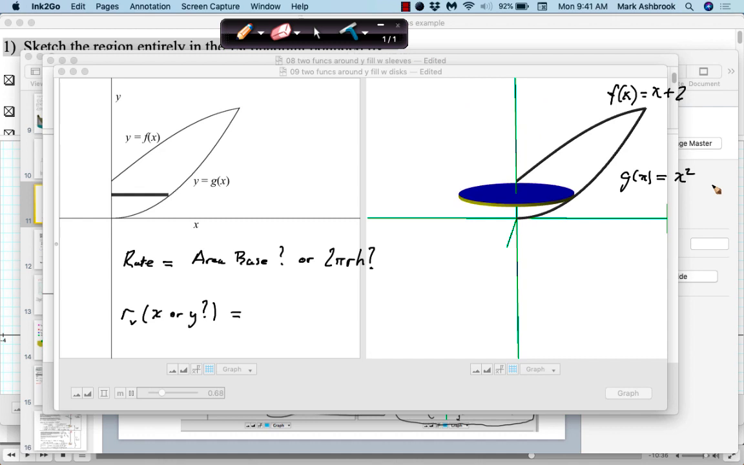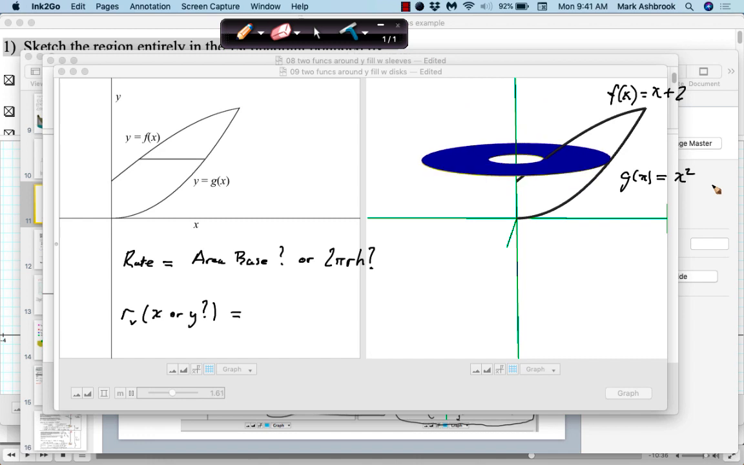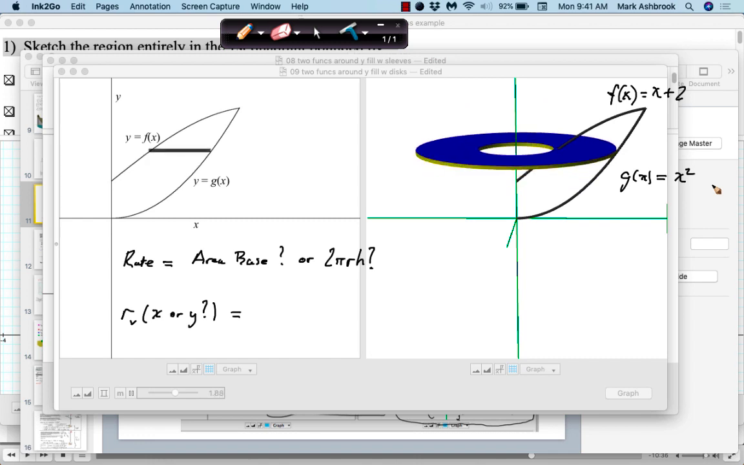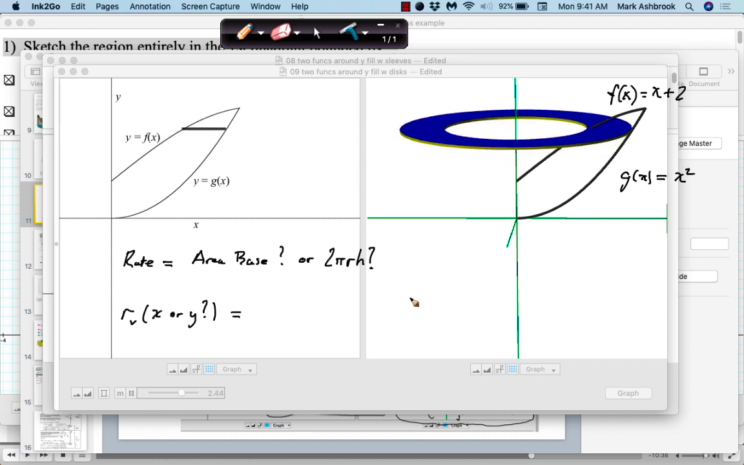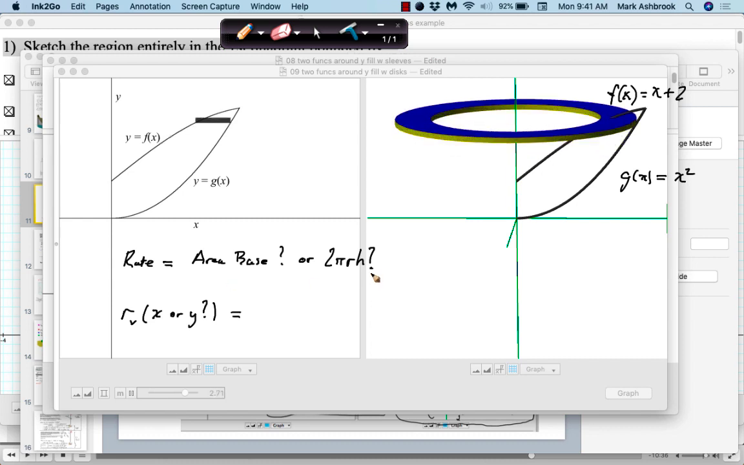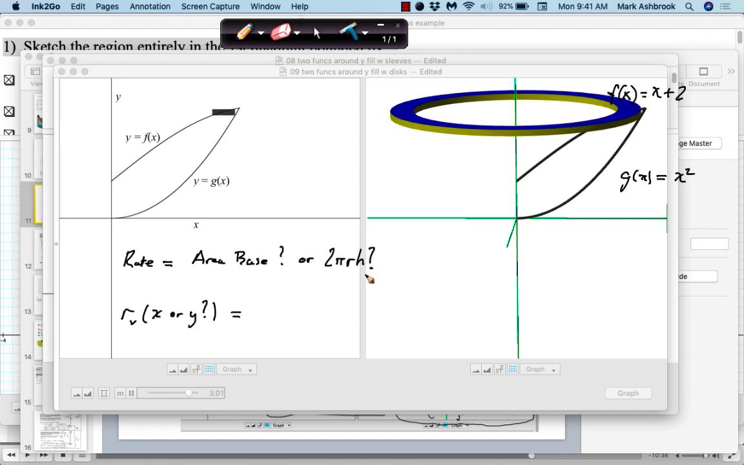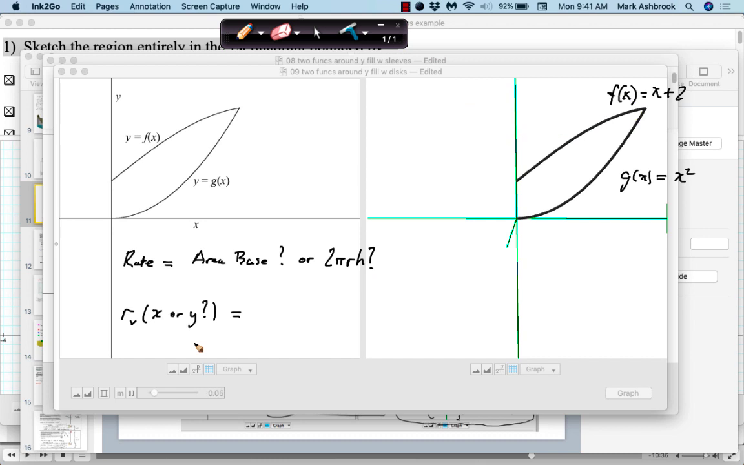So where's the axis? What's the empty shell? How are we rotating the region to get the empty shell? And what is the empty shell? Which rate are we going to use as the cylinders grow? Are we going to use area of the base or 2 pi RH, area of the lateral surface? And then what's the independent variable, x or y? So take 1 minute. Everyone's talking to somebody. Talk through this situation. Go.